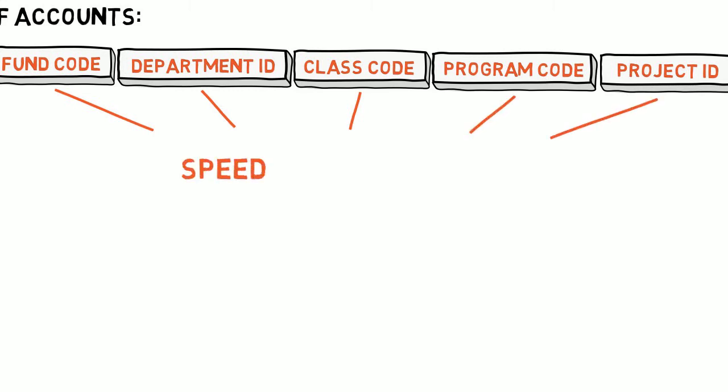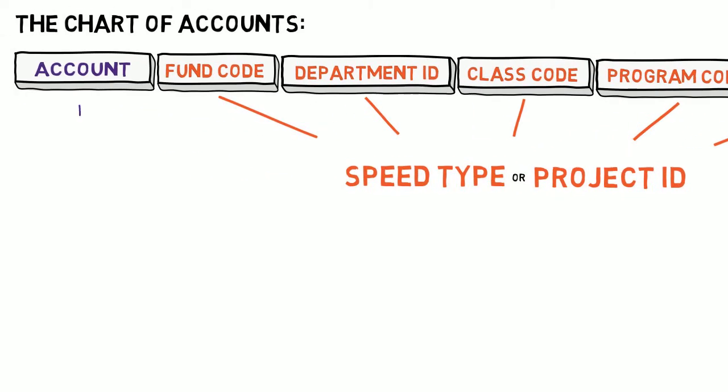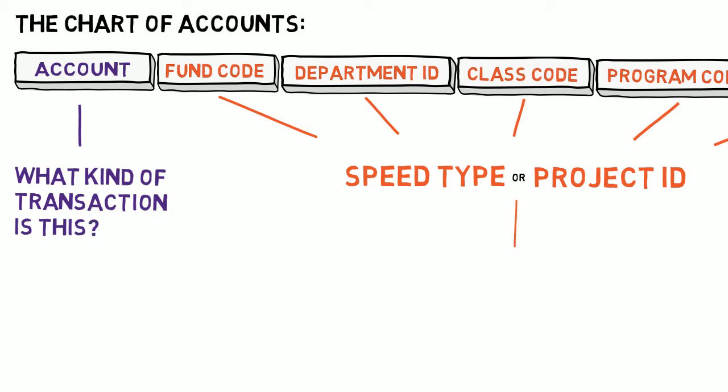A speed type, for example, is just a commonly shared collection of values for the 5 fields shown in orange. The speed type, incidentally, always matches the project ID, so you may hear the terms used interchangeably. In a sense, the account number and the speed type tell us everything we need to know. The account number answers, what kind of transaction is this? While the speed type or project ID answers, who owns this transaction?